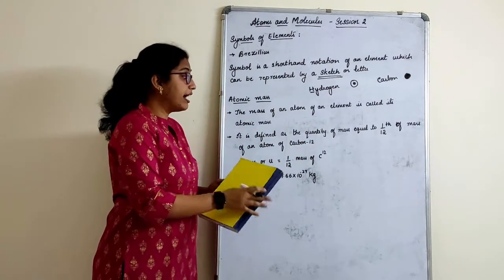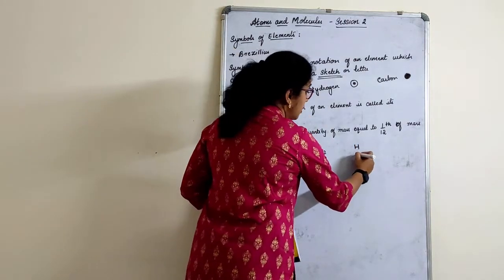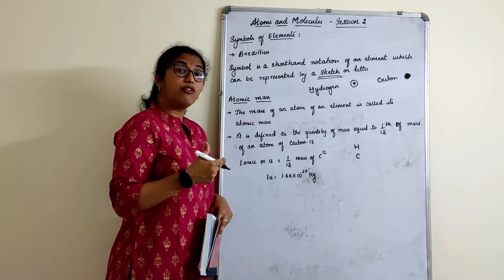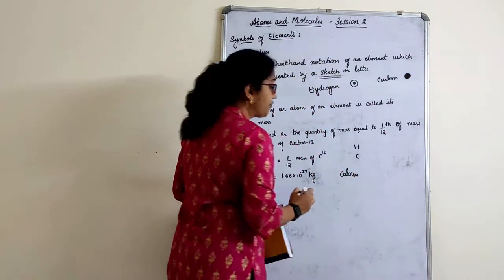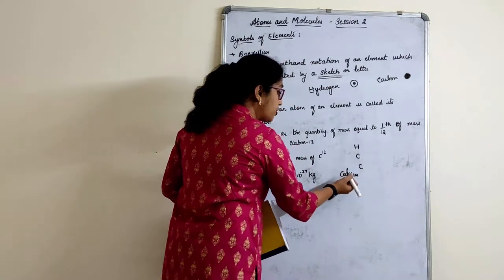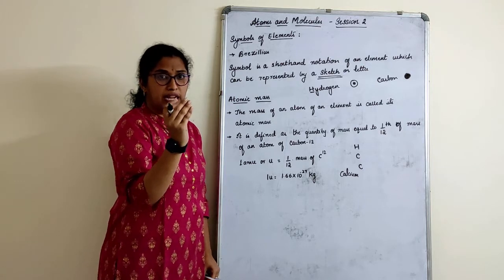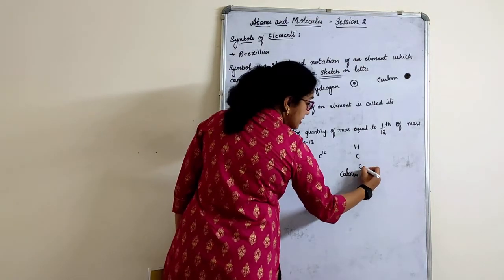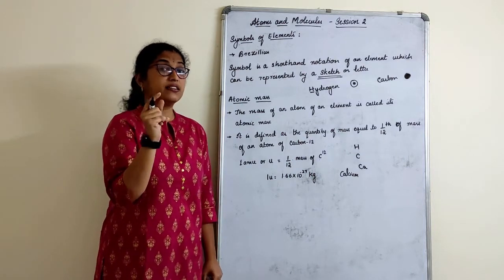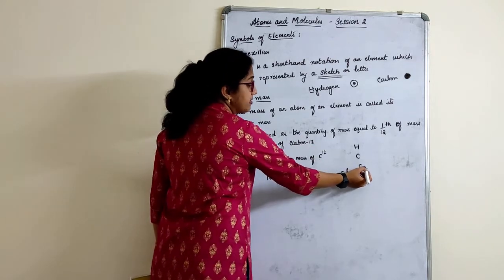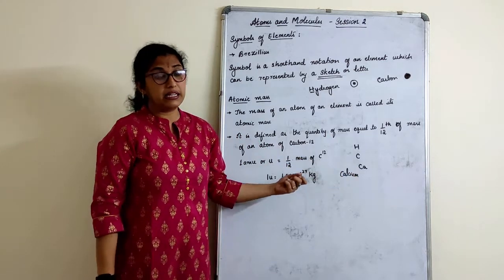For example, the symbol of hydrogen is H. The symbol of carbon is C. Then we also have calcium. If I say calcium, what would be its symbol? It would again be C, but we already have C as carbon. So he started using other notations. For example, calcium is represented by Ca, the first two letters, but make sure the first letter is always capital and the second letter is lowercase, right? This is how we represent the elements.